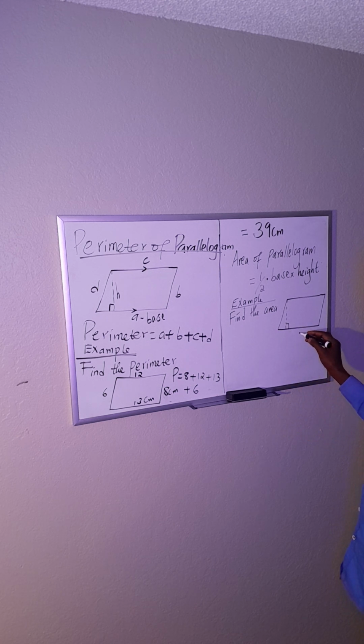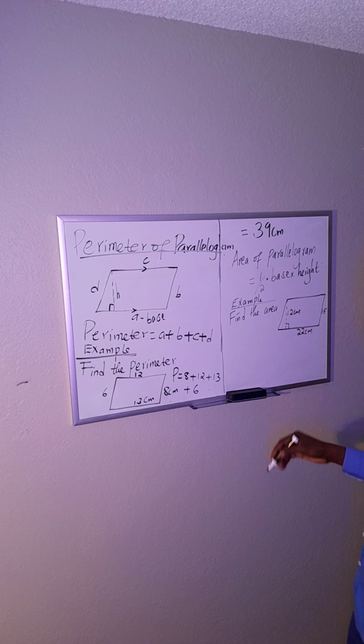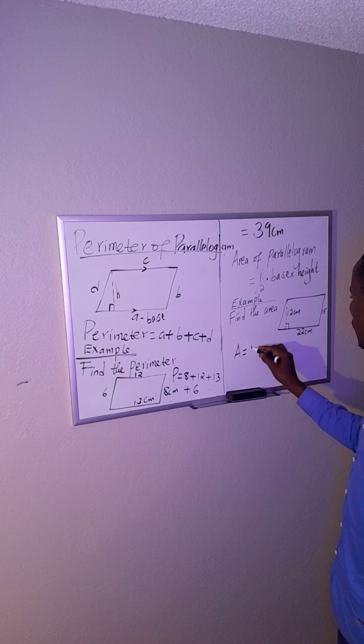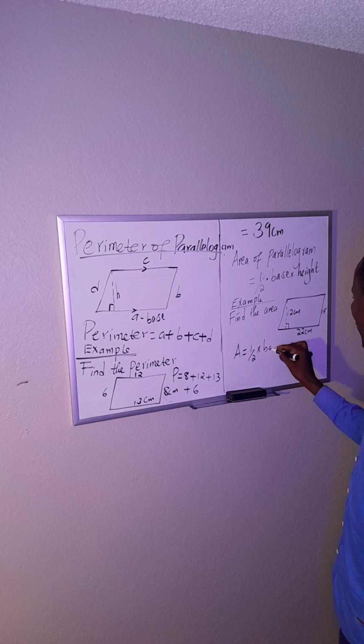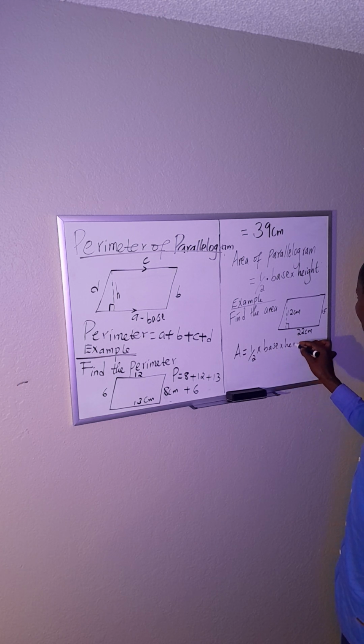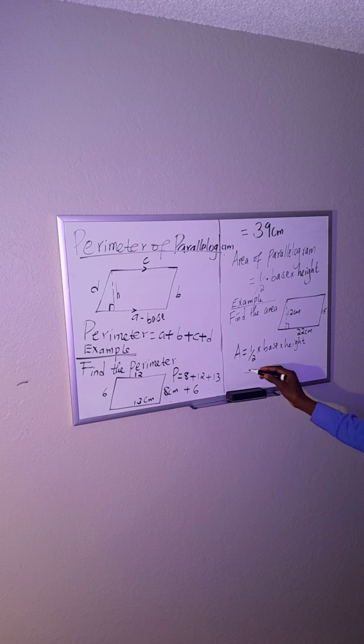Let me say here my base will become 22 centimeters. This is maybe, let's say, 15. Then the height here we have been given as 12 centimeters. I know that area is equal to a half multiplied by the base length multiplied by the height. So when given this, this becomes my base, and this one here is our height. So a half multiplied by 22, the base, multiplied by the height, which is 12.